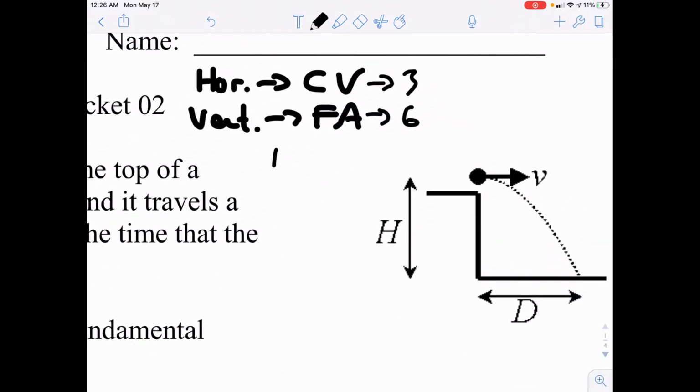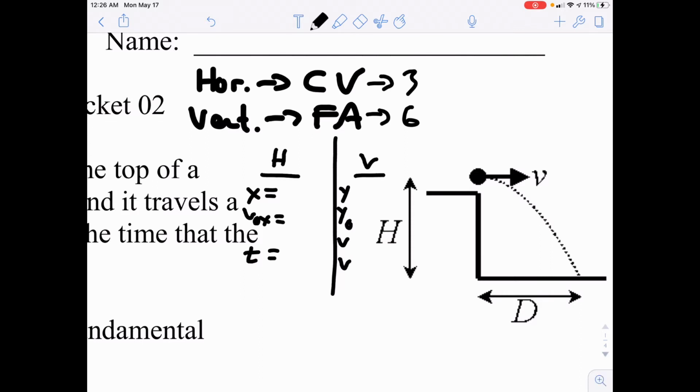For instance, in the horizontal direction, you would have x, v naught x, and t. In the vertical direction, you would have y, y naught, vy and v naught y, g, and t again. T is written twice just to remind people that the time it takes to fall is the time it takes to move forward, for a horizontal launch projectile. So it's a good idea to write it twice.